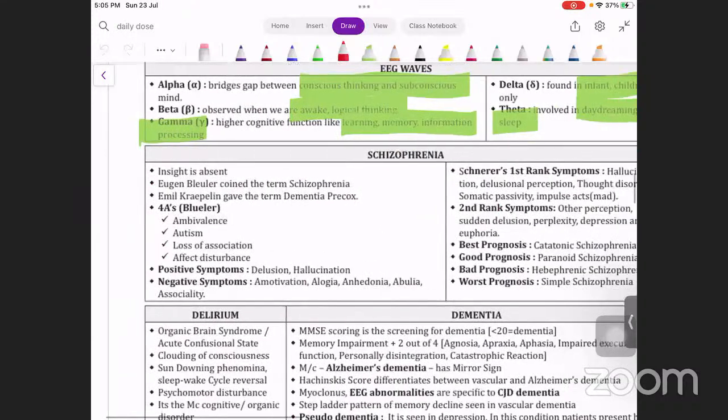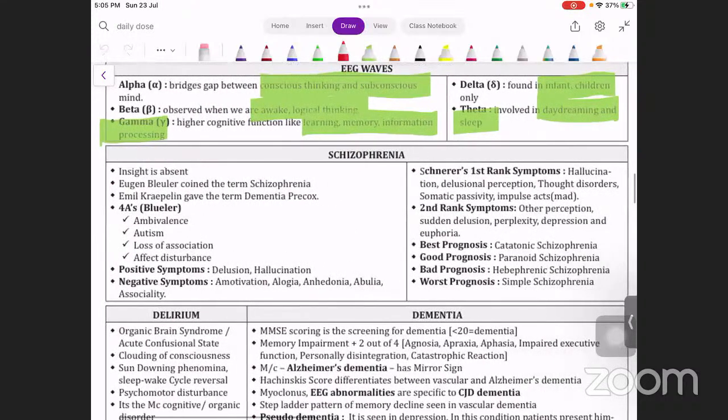Then apart from that, you have schizophrenia. Schizophrenia is a chronic debilitating disorder where the patient has a loss of reality, and insight is totally absent. The 4 A's will be there: ambivalence, autism, loss of association, and affect disturbance.